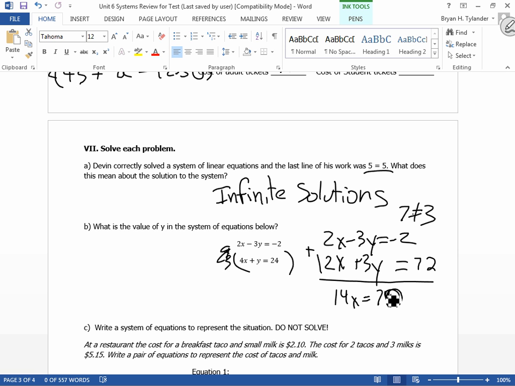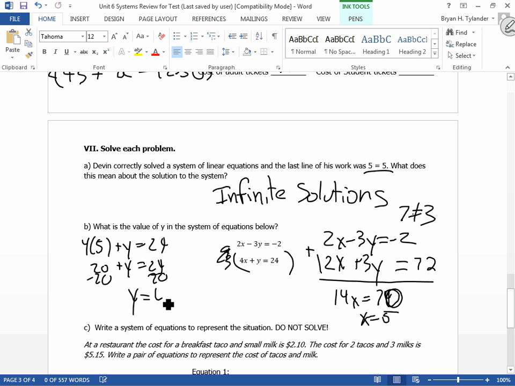70 divided by 14 is 5. So I get x equals 5. But that's not what the question asks. The question asks what is y. And so 4 times 5 plus y equals 24. 20 plus y equals 24. Subtract 20 from both sides. Y equals 4.